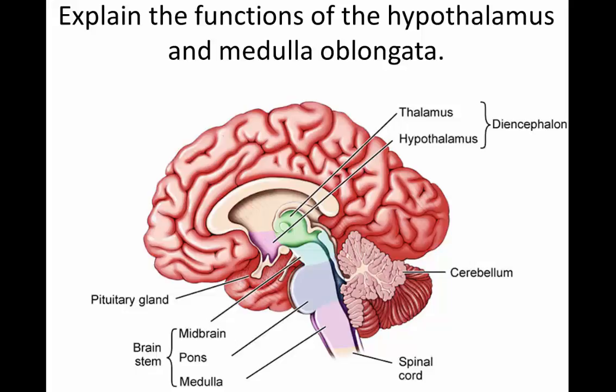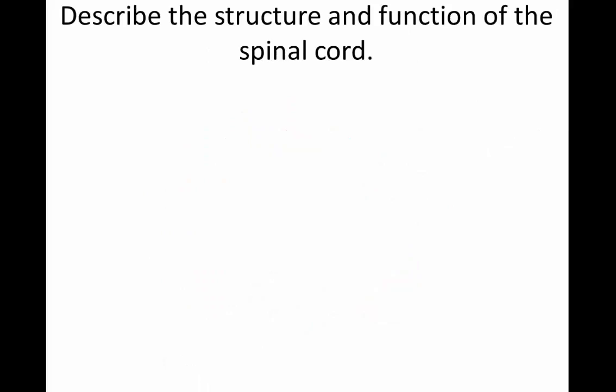The medulla oblongata's vital function then is in the regulation of heart rate, blood flow, blood pressure, and then respiratory centers. So it plays a role in controlling how quickly our heart is beating, or how quickly we're breathing, or the size of our blood vessels in order to help regulate our blood pressure. We've already mentioned the role of the cerebellum in controlling movements and controlling posture. And so now let's move on to describe the structure and function of the spinal cord.